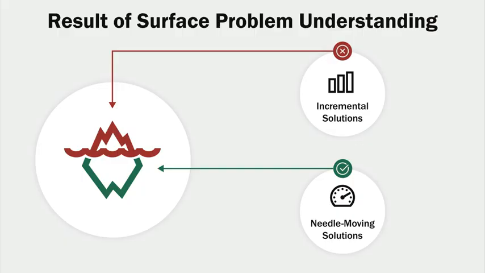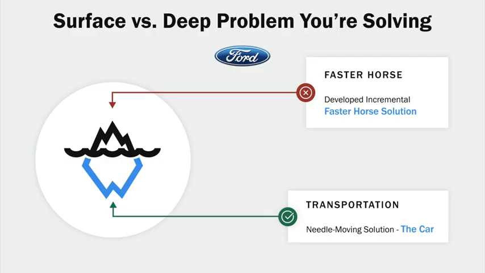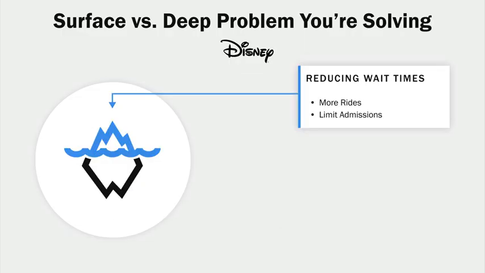Because you have defined your problem too narrowly, you end up with a less innovative solution set that doesn't move the needle for your users. The canonical example of this is the Henry Ford quote. "If I had asked my customers what they wanted, they would have said a faster horse." If Henry Ford had assumed the problem was getting a faster horse, then he would have developed only an incremental faster horse solution. However, because he understood the root problem as transportation, he was able to come up with a needle-moving solution, the car.